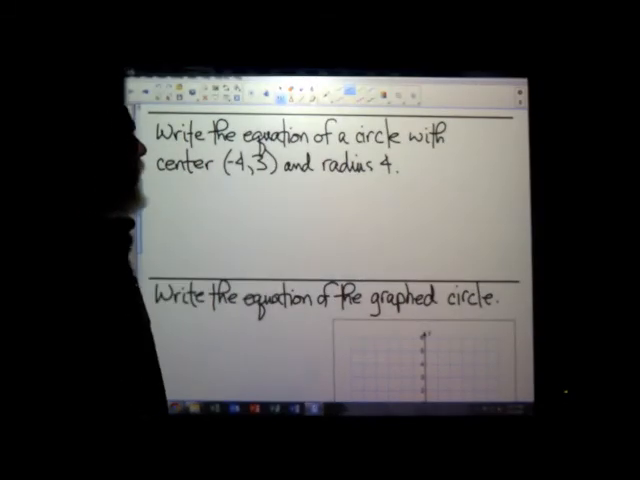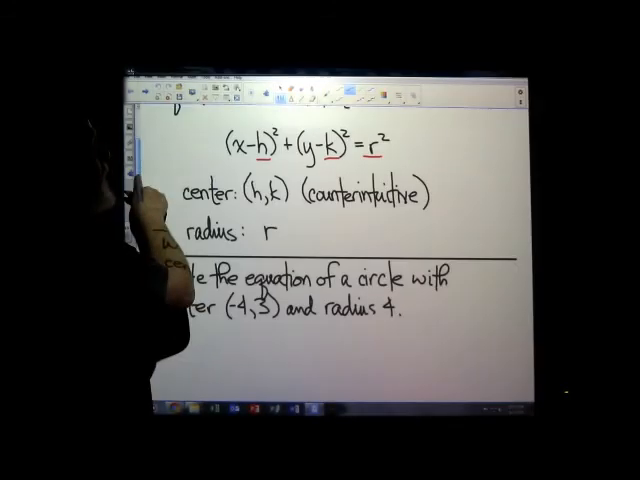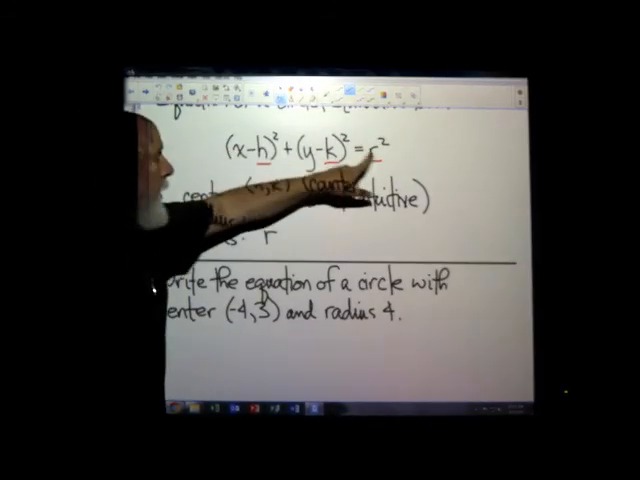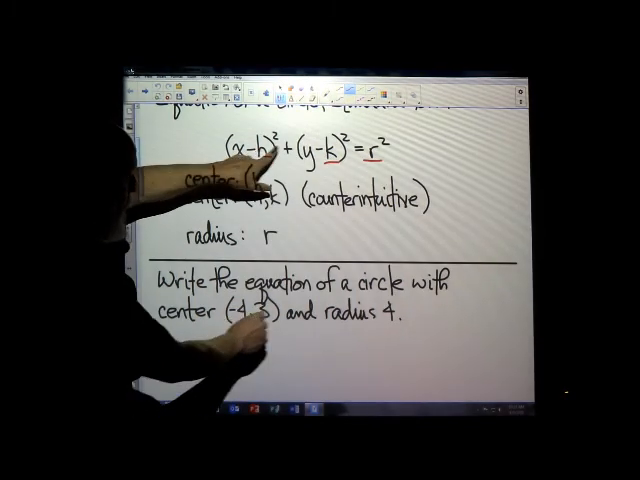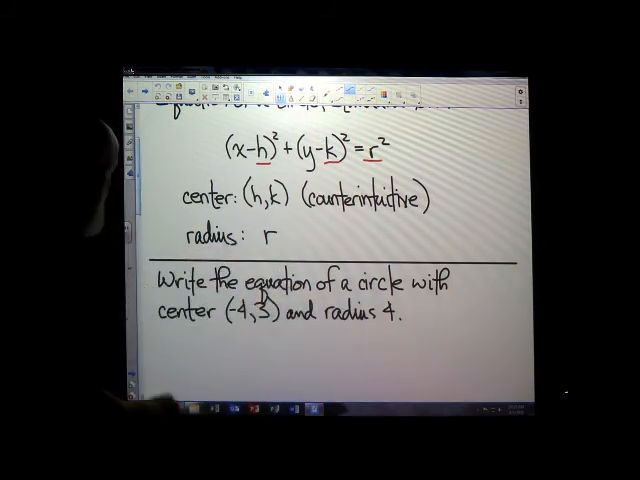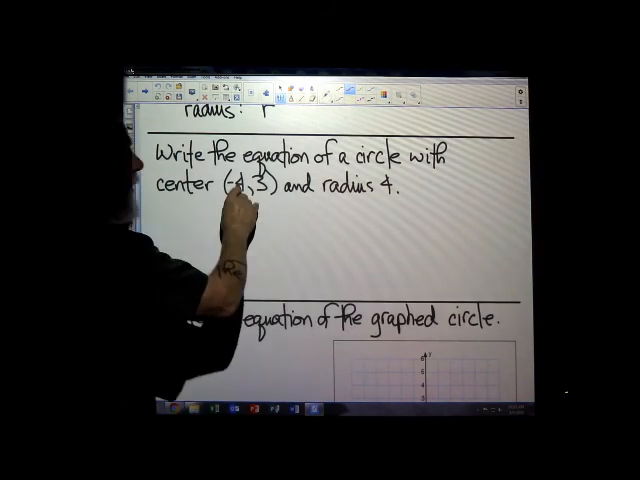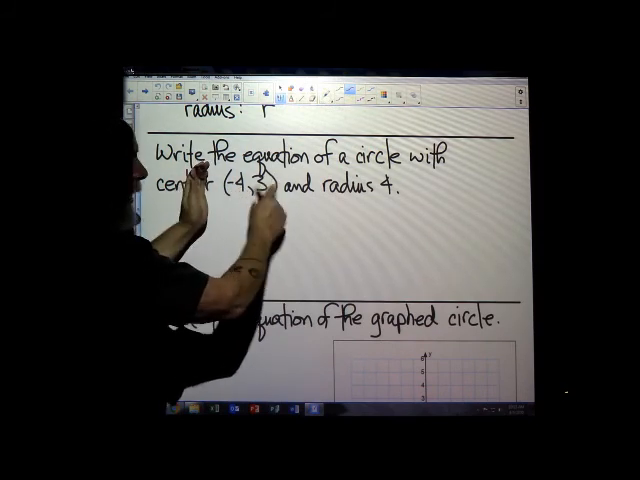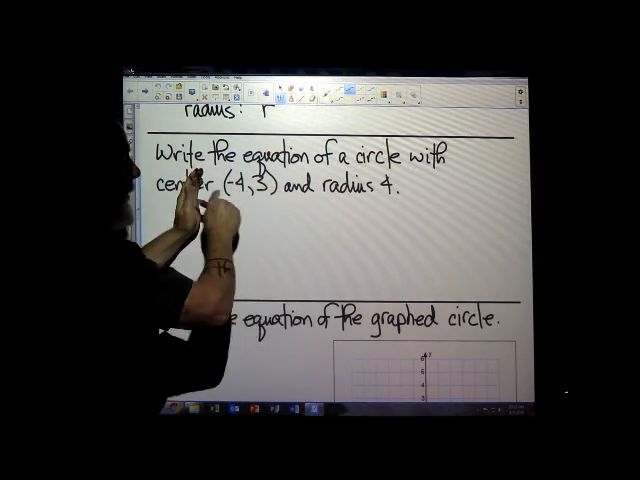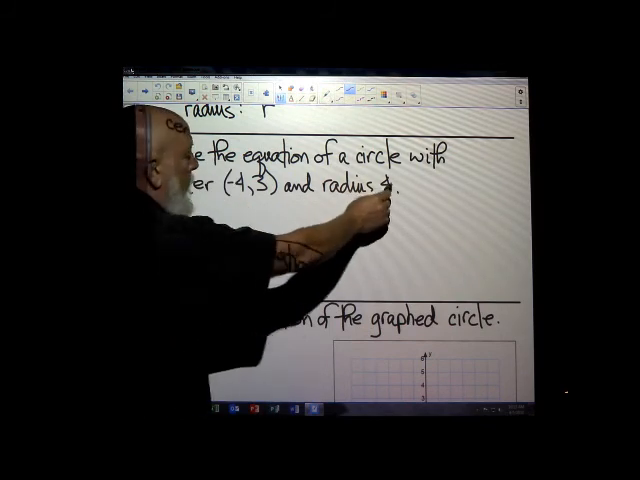If I'm asked to write the equation of a circle and I'm given the center and the radius, what I want to do is take the general case, which we just did right here. We're going to plug in H, K, and R and do the basic arithmetic there. We'll be looking at the equation of the circle that has a center at negative 4, 3. That's an ordered pair. From the origin, 4 to the left, and 3 up. That's where the center of the circle will be. It'll have a radius of 4.